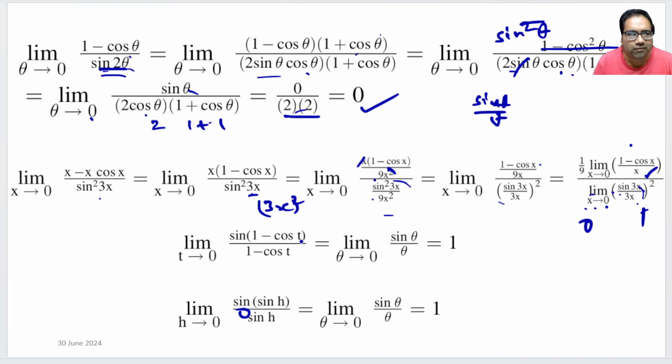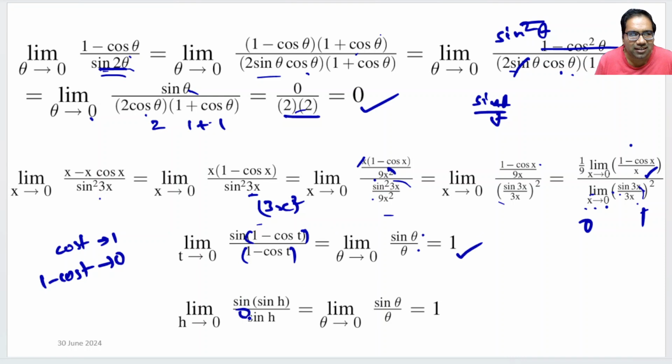Now here, sine of (1 minus cos t) by (1 minus cos t). See here there is no direct theta, but still it doesn't matter. Why? As long as 1 minus cos t is tending to 0, we can write it in the form of sine theta by theta. When t is tending to 0, cos t will be tending towards 1, so 1 minus cos t will be tending towards 0. So we can replace this with some theta. So sin theta by theta, this is also equal to 1.